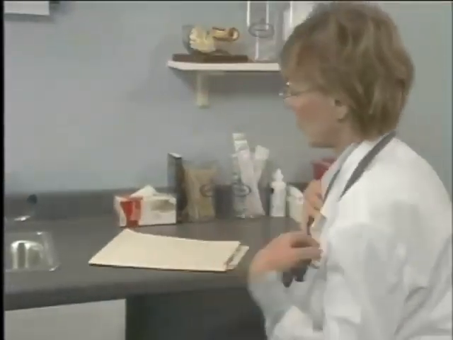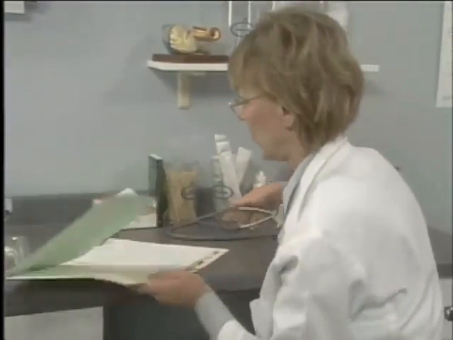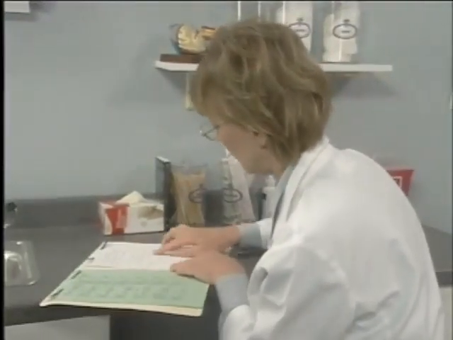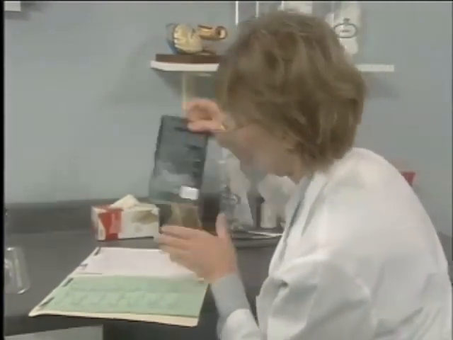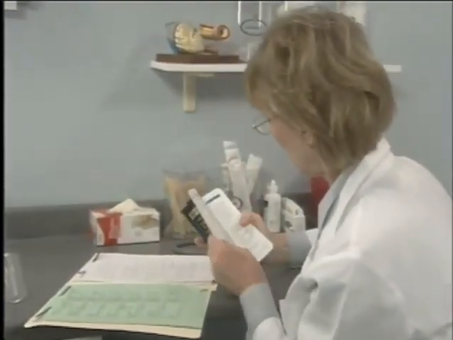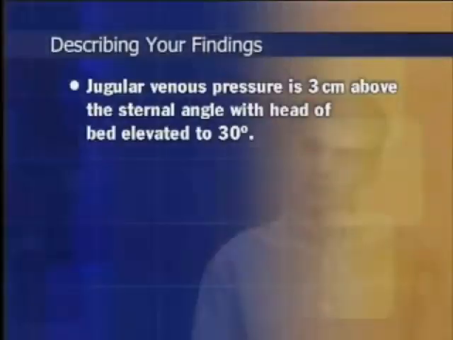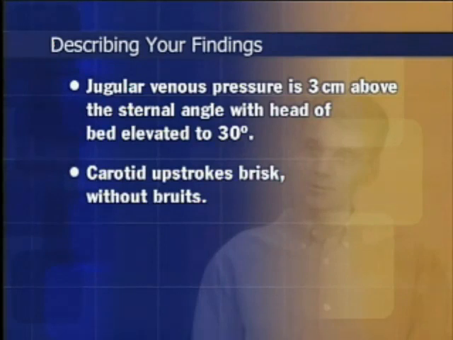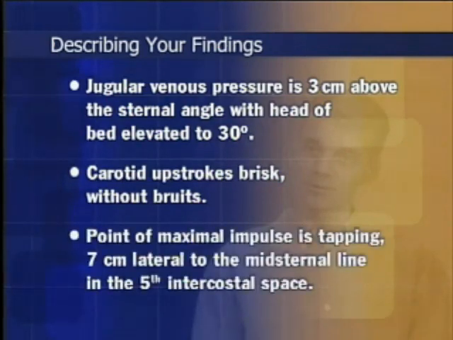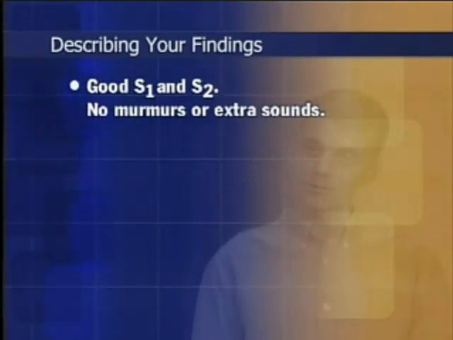A clear, well-organized clinical record, employing language that is neutral, professional, and succinct, is one of the most important adjuncts to patient care. For a healthy patient, your write-up might include language such as, "The jugular venous pressure is 3 centimeters above the sternal angle, with the head of the bed elevated to 30 degrees. Carotid upstrokes are brisk, without bruits. The point of maximal impulse is tapping, 7 centimeters lateral to the midsternal line, in the 5th intercostal space. Good S1 and S2. No murmurs or extra sounds."